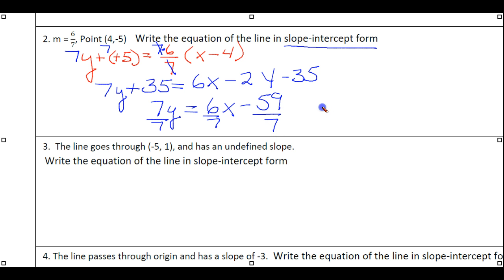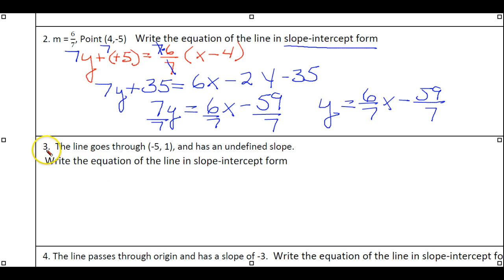So we end up with y equals 6/7 x minus 59/7. Now notice, doing this little technique here made it much easier to solve. So I strongly advise you adding that to your repertoire of moves.